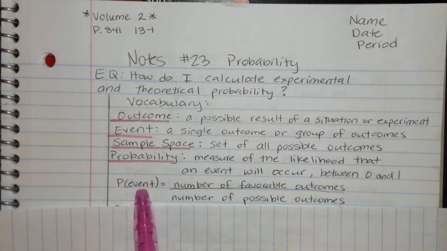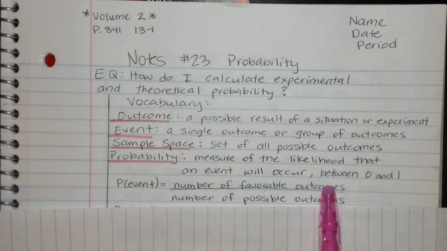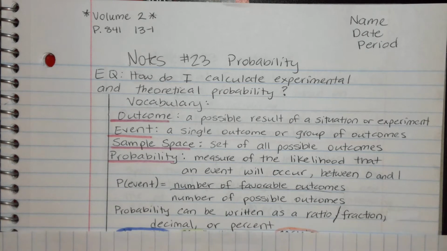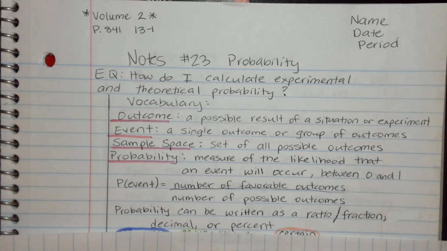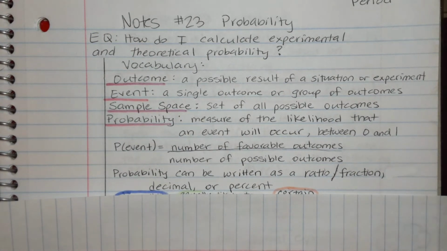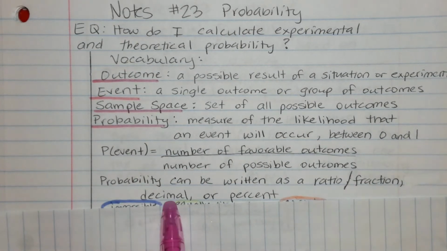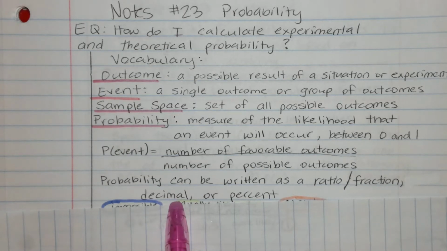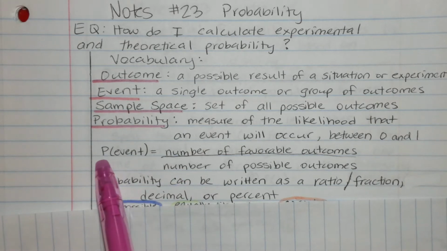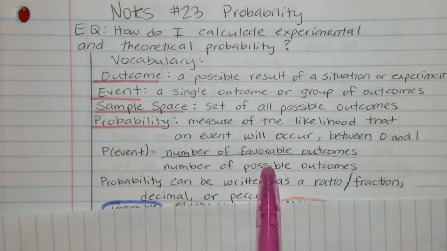So the probability of an event equals the number of favorable outcomes divided by, or over, the number of possible outcomes. And this is really important: probability can be written as a ratio or a fraction with one number on the top, one on the bottom. You can also divide that and get a decimal. From that decimal, you can multiply by 100 and get the percent. So when we first set it up, the probability of an event is the number of favorable outcomes over the number of possible outcomes.